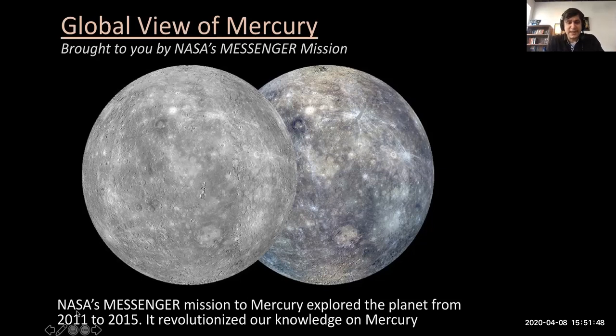From 2011 to 2015, the NASA Messenger mission visited this planet. It was not the first spacecraft to visit it, but it did revolutionize our knowledge and our view of Mercury. Prior to Messenger, we did not have a complete map of the surface. We now have a complete map of the surface with high resolution, and you can see both sides of the planet right here. Mercury is an airless body, dominated by surface craters.